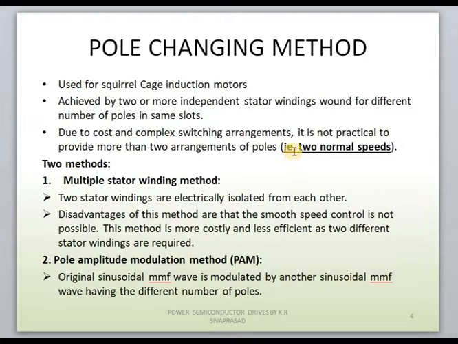That means we can increase up to 12 poles only. If you consider 6 poles as the actual, then we can control up to 12 poles. That is the third point. And the pole changing method also has two sub-classifications.